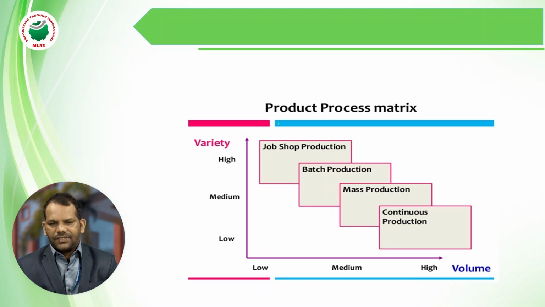So here, some steps will be followed by the production operation management. First is job shop production, batch production, mass production, continuous production. So high, medium, low. As per the requirement of the schedule of a company's standards or business requirement, we may have a plan for such kinds of goods and services. It is called job shop production.